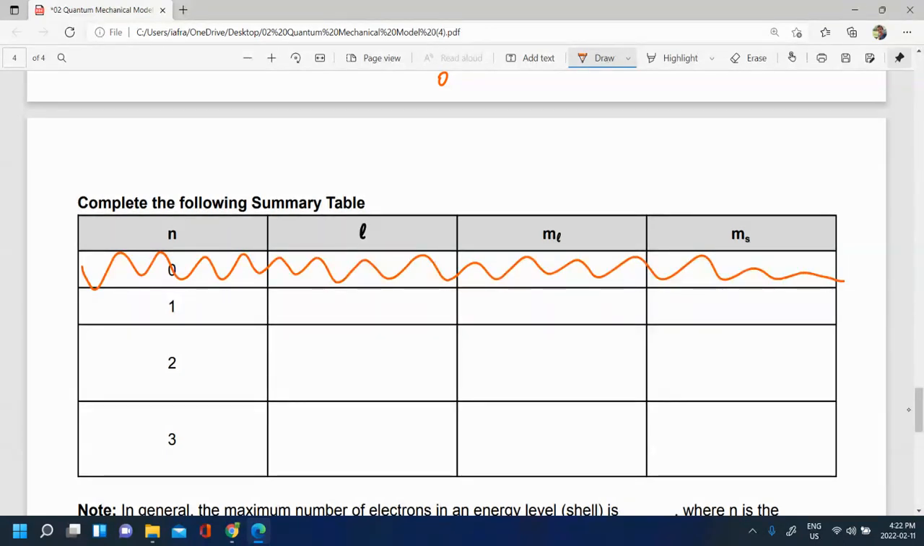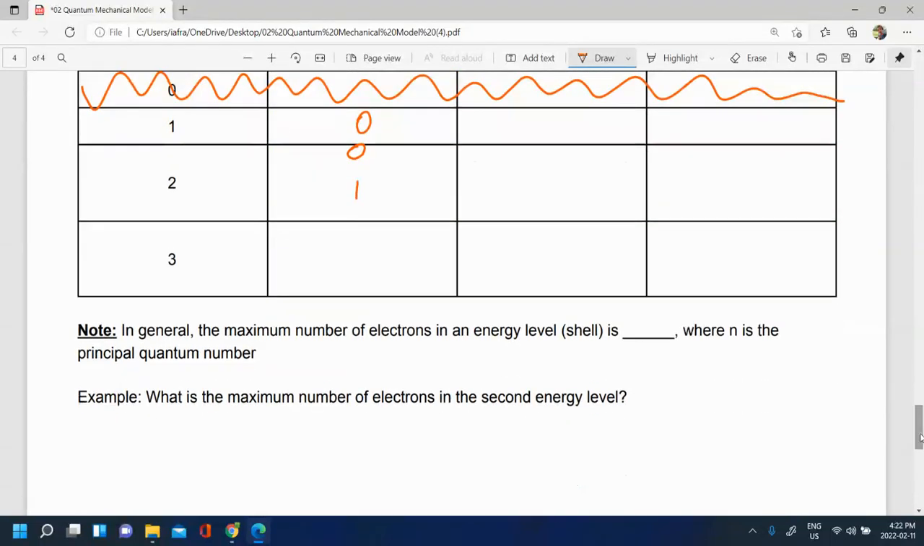So when you have n is equal to 1, your only possible L value, because L value goes from 0 all the way up to n minus 1, is 0. When you have n is equal to 2, your possible L values are 0 and 1. And when you have n is equal to 3, your possible L values are 0, 1, and 2. We may as well add n is equal to 4 here. It's going to be a bit messy, but let's do it. We have 0, 1, 2, and 3.